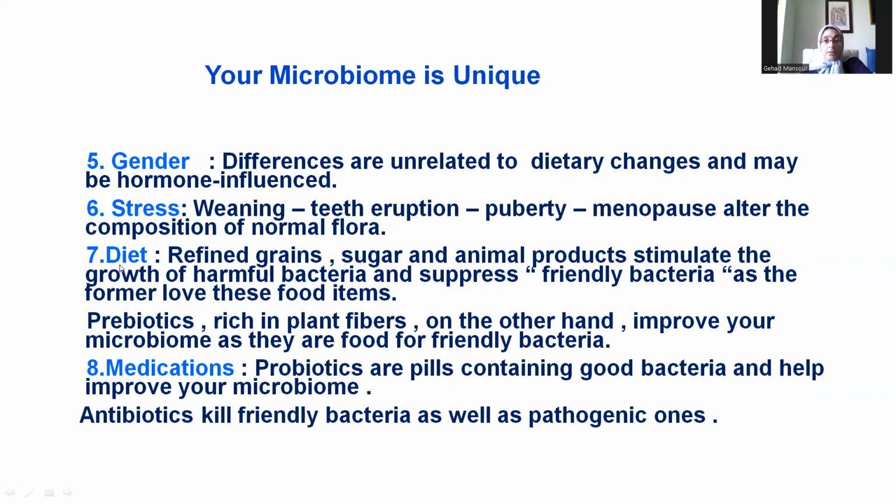The type of diet is greatly affecting your microbiome. So your microbiome is unique because your diet is unique. If you eat a lot of white sugar and refined grains like white rice, like pasta, and all this kind of stuff, then this will feed the bad bacteria or the bad flora inside your gut, and of course will suppress the friendly flora. But if you eat healthy food, rich in prebiotics, meaning that it is rich in fibers, especially vegetables and fruits, then you are breeding healthy bacteria.